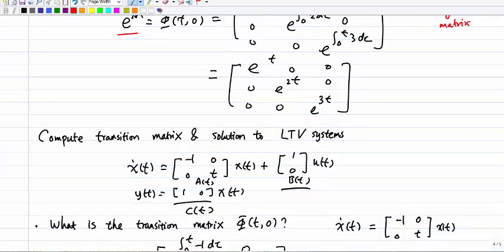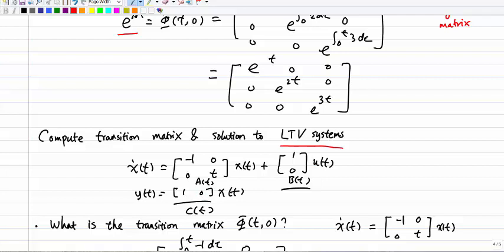Okay, so let's move to the next one, which is to compute the transition matrix and the solution to a linear time invariant system. This will be a little more complicated, but we can follow the steps I mentioned below. Given the linear time invariant system, x dot(t) equals [0, -1; 0, 0]t times x(t), plus [1; 0] u(t), and y(t) equals [1, 0] times x(t).